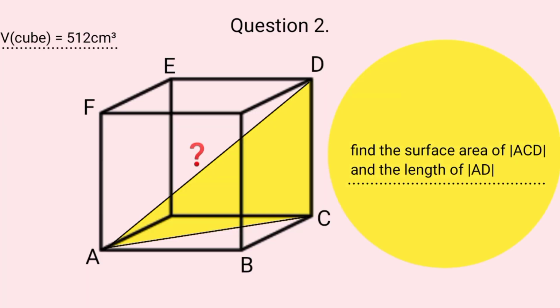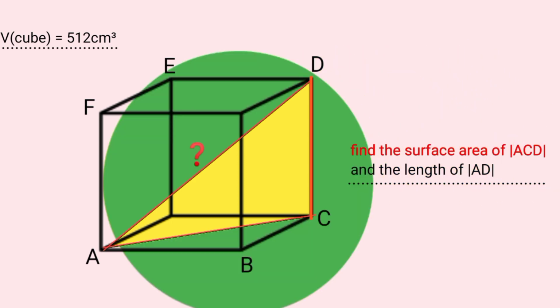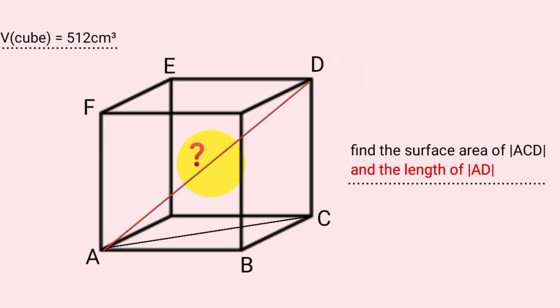This here is a very simple question. We are asked to find the surface area of this triangle ACD highlighted in yellow color and the length of this line AD. And here we are given the volume of the cube to be 512 centimeters cube.